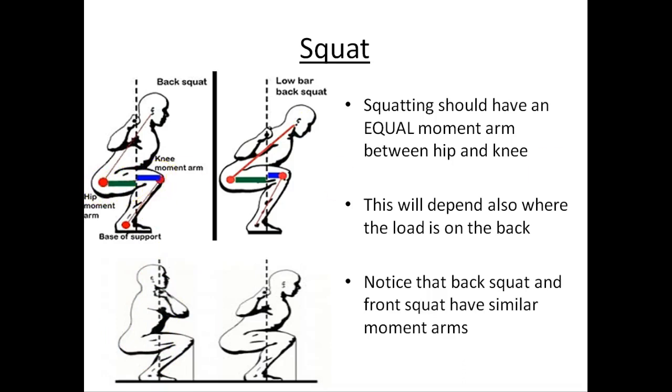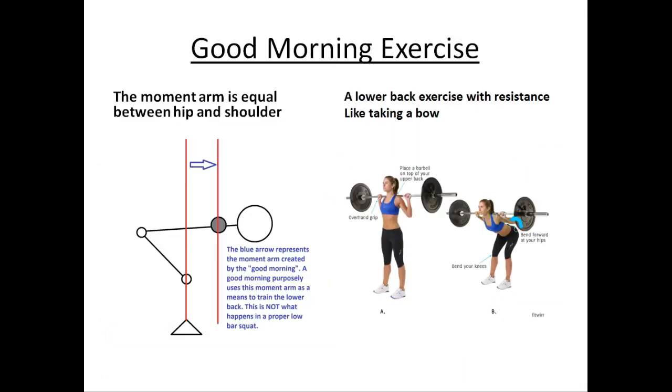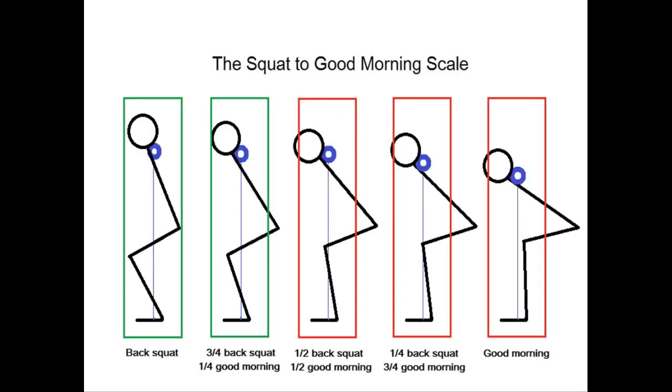So a good morning exercise is basically a deadlift, although this time the load is behind your back. It's still working the glutes and the hamstrings, but the load is behind the back. There'll be equal moment arm between the hip and the back as well. So this exercise is basically like taking a bow, and that's a good morning.